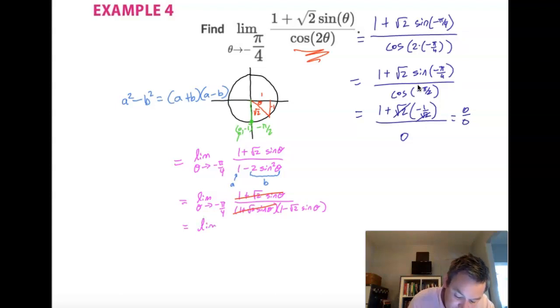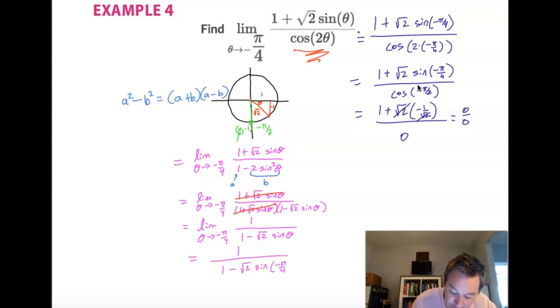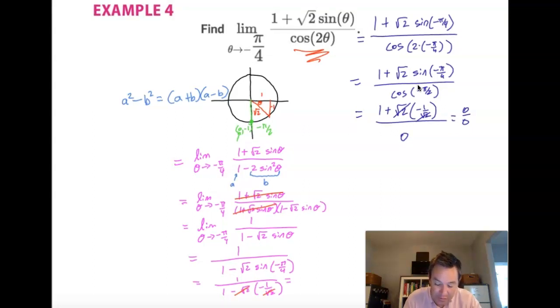So limit theta approaches negative pi over 4 of 1 over 1 minus root 2 sine theta. Whoops, getting ahead of myself. There we go. Now we're ready to do the direct substitution, and that's the only time that it's okay to drop your limit notation. So sine of negative pi over 4, which we already found out is negative 1 over root 2. So I have 1 over 1 minus root 2 times negative 1 over root 2. These two are going to cancel each other out. Negative times negative makes a positive. So this becomes 1 over 1 plus 1, which is 1/2.